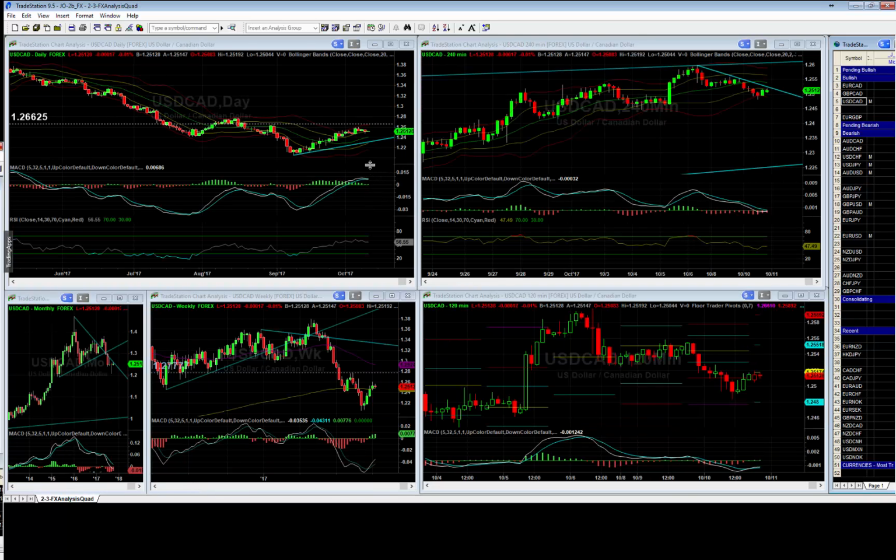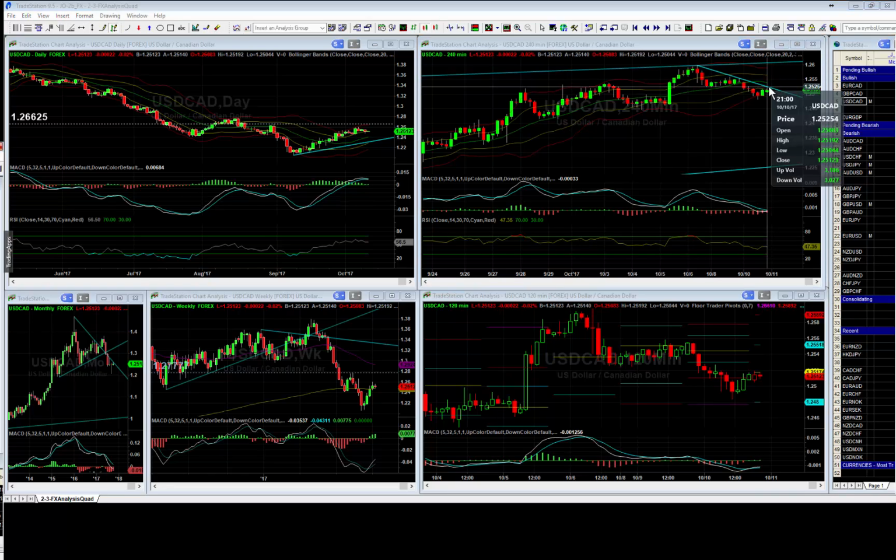In the US dollar Loonie, you can see that we've got a pretty good setup here on the 4-hour for a potential break. We are looking at some bullishness on the daily and the weekly. So if we can get alignment on the 4-hour chart by breaking through here at around 1.25254, we might see a run towards this previous pivot and maybe up to the top one.